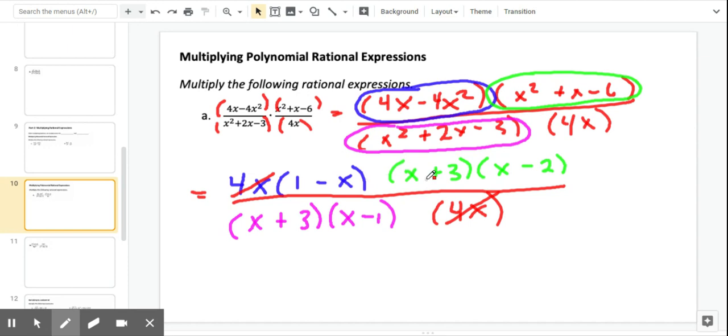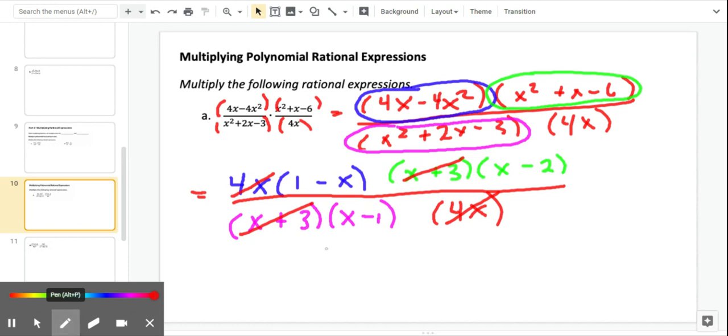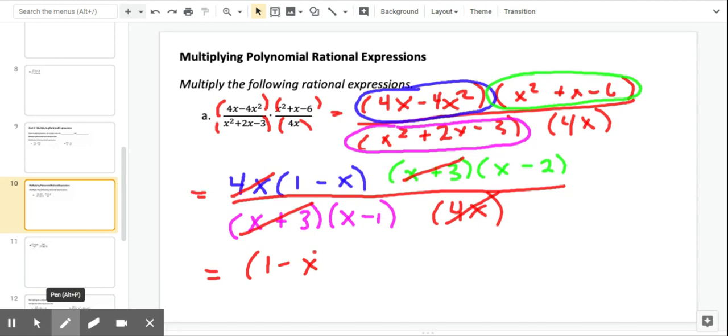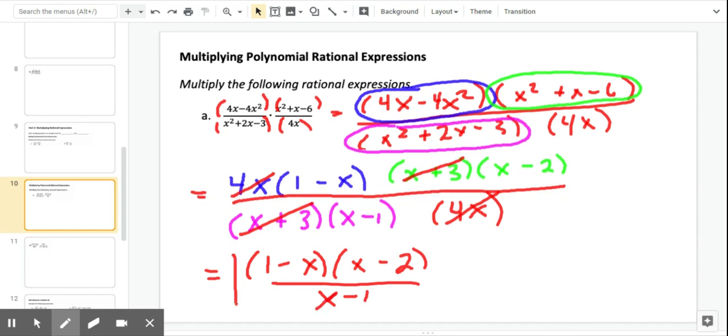So moving on to the next one, we've got x plus 3, and look at that. We've got an x plus 3 in the denominator. And then we have x minus 2. Don't have that anywhere. So that means our final answer here is everything we're left with. So this equals 1 minus x times x minus 2 over x minus 1. And you can leave it like that. If you want to simplify the numerator, go for it. You would need to FOIL those, but you don't have to.